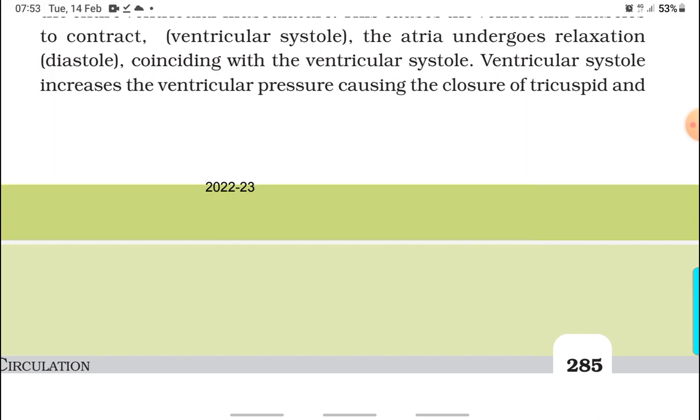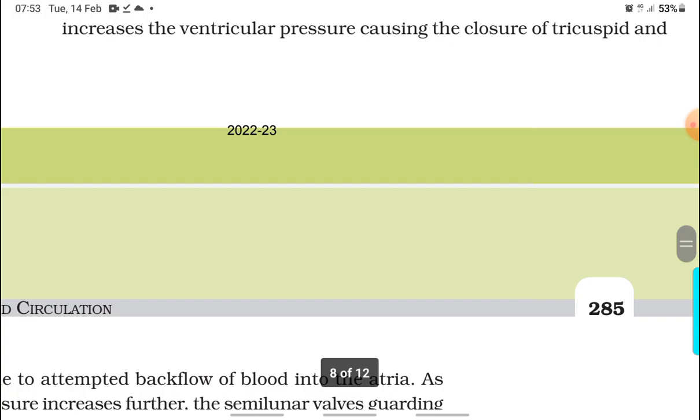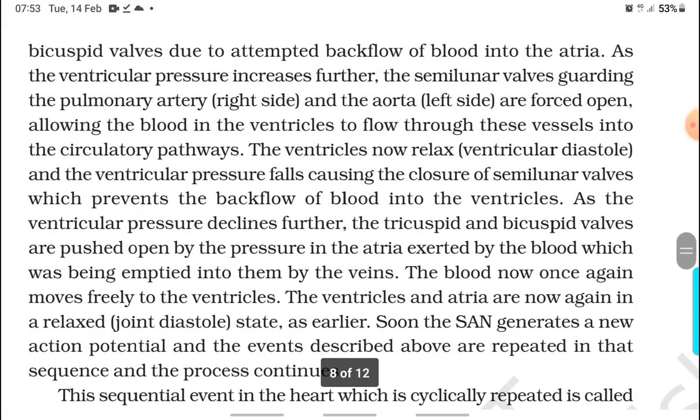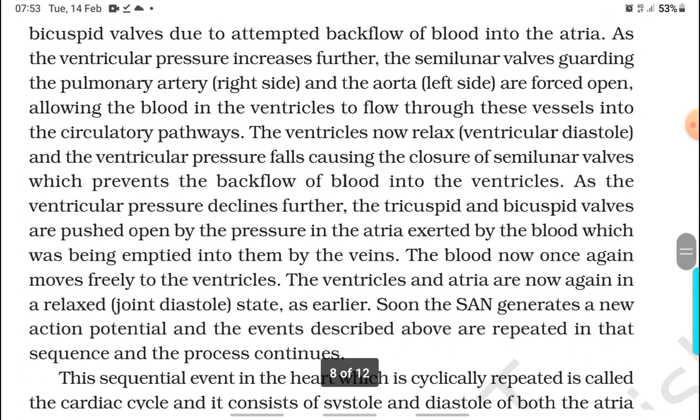Ventricular systole increases the ventricular pressure, causing the closure of the tricuspid and bicuspid valves due to attempted backflow of blood into the atria. As the ventricular pressure increases further, the semilunar valves guarding the pulmonary artery on the right side and the aorta on the left side are forced open, allowing the blood in the ventricles to flow through these vessels into the circular pathways.